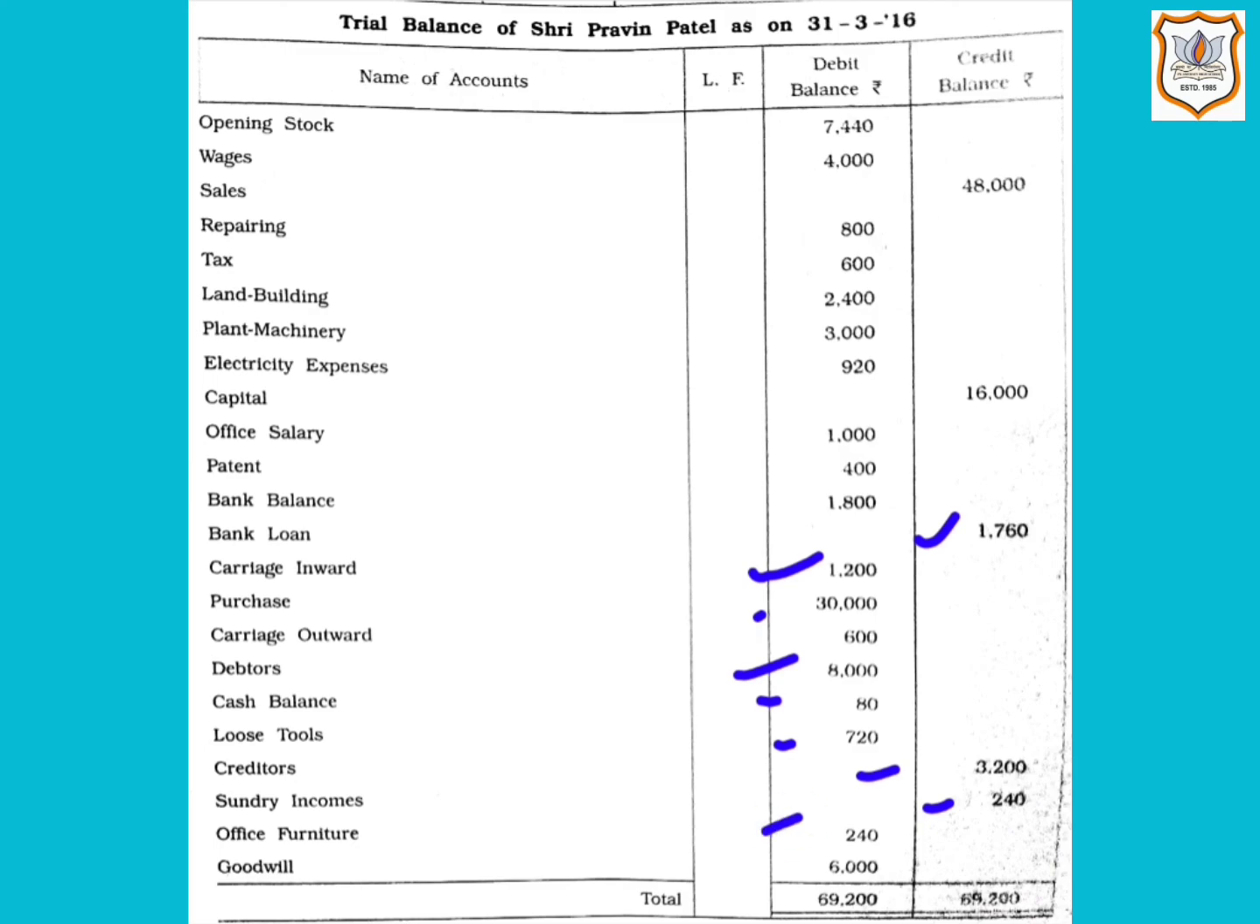Then office furniture, it is an asset, so it will be recorded in debit column of trial balance. Then goodwill is given, it is an intangible asset, so it will be recorded in debit column of trial balance. Now, two columns, that is debit column and credit column, will be totaled at the end. And here we will get 69,200.